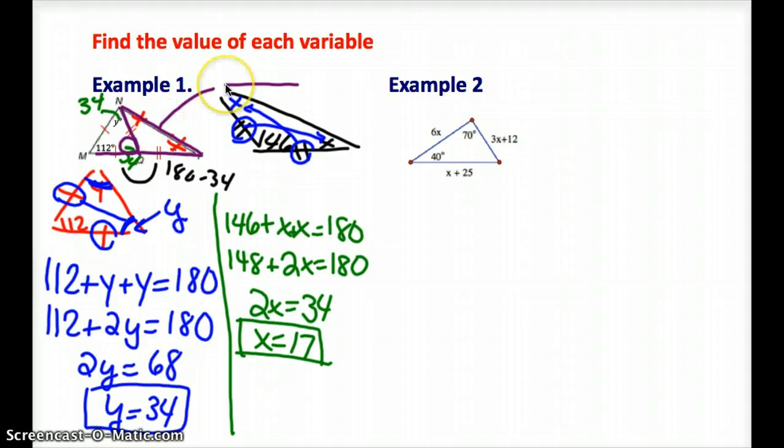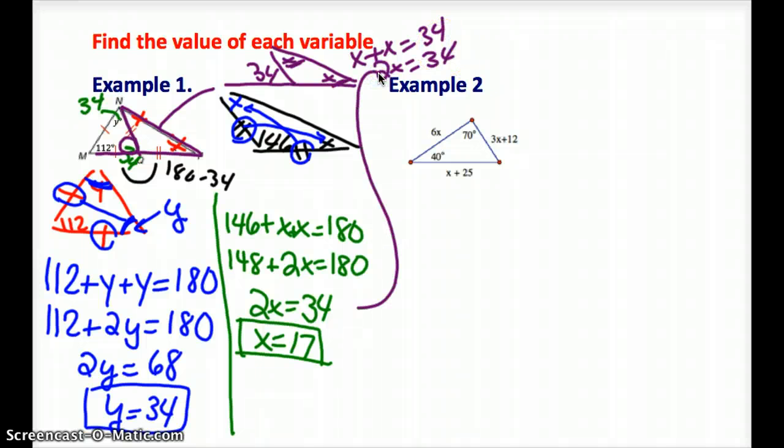So let me draw that out here. This is what I got. This is 34, and that is x, and that is x. So we learned that the exterior angle equals the sum of the two remote interior. So this is a remote interior, and that is a remote interior. So I could have done x plus x equals 34, 2x equals 34. Do you see this? I'm getting the same thing I got down here. So it's kind of like a double checker. So I'm getting x equals 17 again.